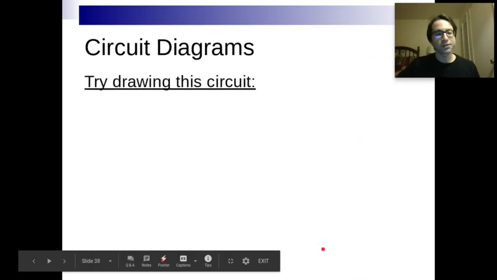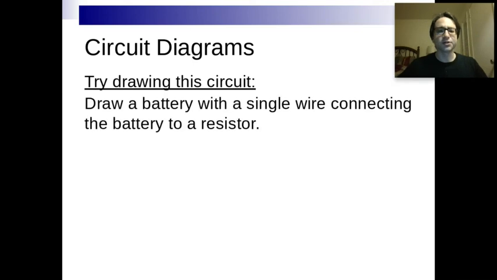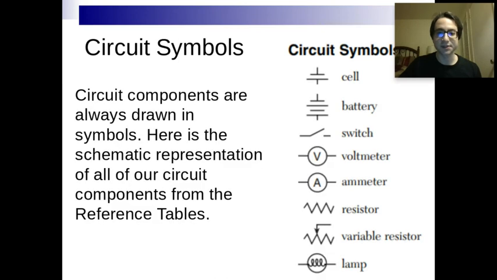So if we're trying to imagine how to draw a circuit diagram, you can try this yourself right now if you have just a scrap piece of paper in front of you. Let's say we want to draw a circuit with a single battery. Of course, you always need a battery in a circuit, with one wire connecting the battery to the resistor. So you can try that out now. Draw a battery with a symbol connecting it to a resistor with one wire. I'll show you the symbols again if you want to try this right now.